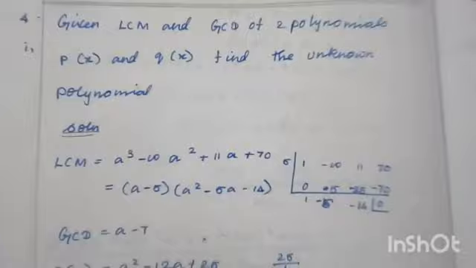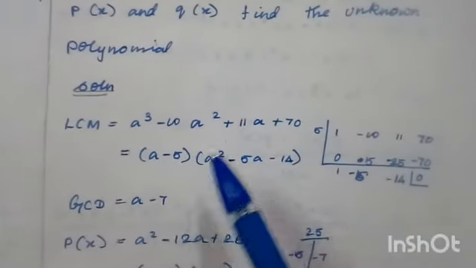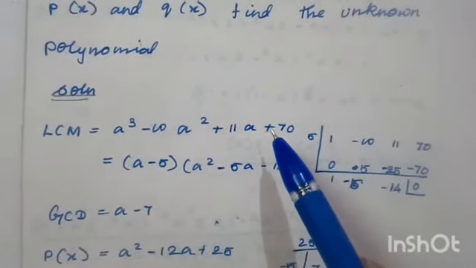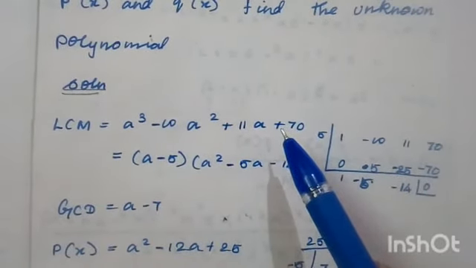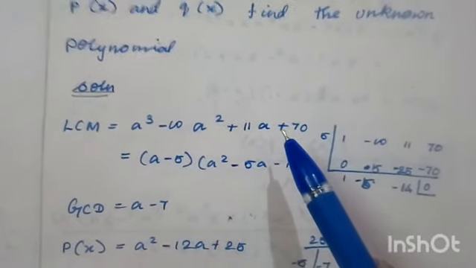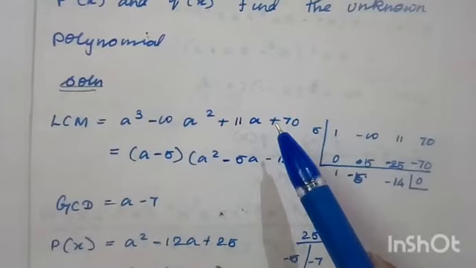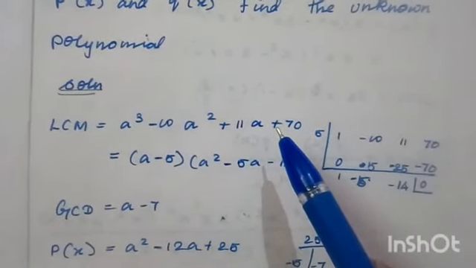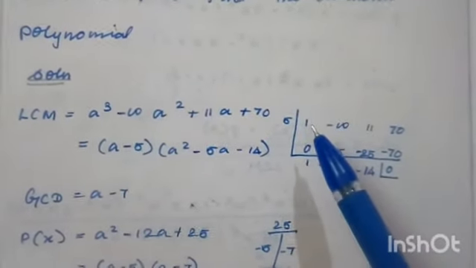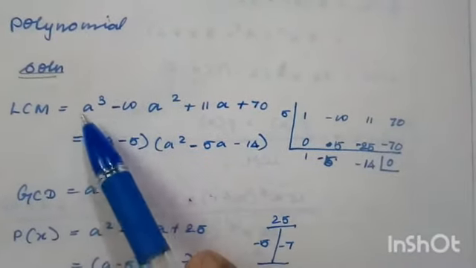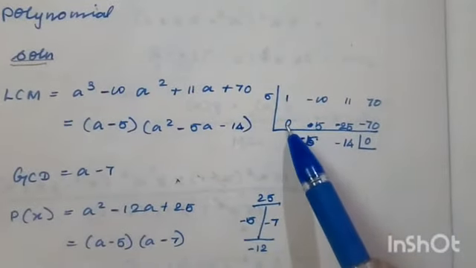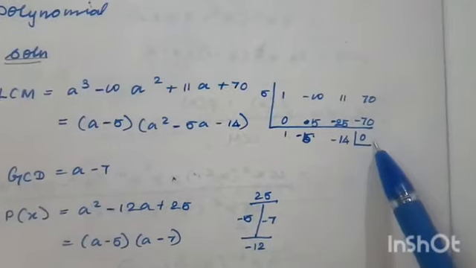That is p of x, and the LCM is a cube minus 10a square plus 11a plus 70. It is a cubic equation. For a cubic equation you have to use synthetic division; for a quadratic equation we use factoring. Do you remember? You learned it in 9th standard. For synthetic division you know the method. First you take the coefficients, that is 1, minus 10, 11, 70. In the first place you write 0, and the remainder also you write 0.